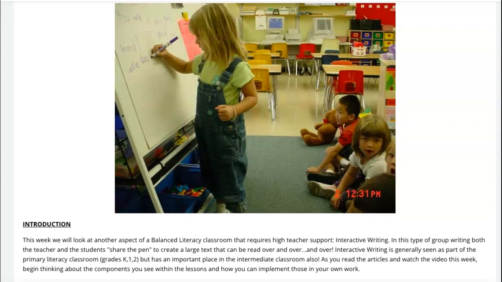Another shared experience is through children's literature. This includes, but is not limited to, poems, rhymes, chants, stories, informational books, and many other kinds of texts.